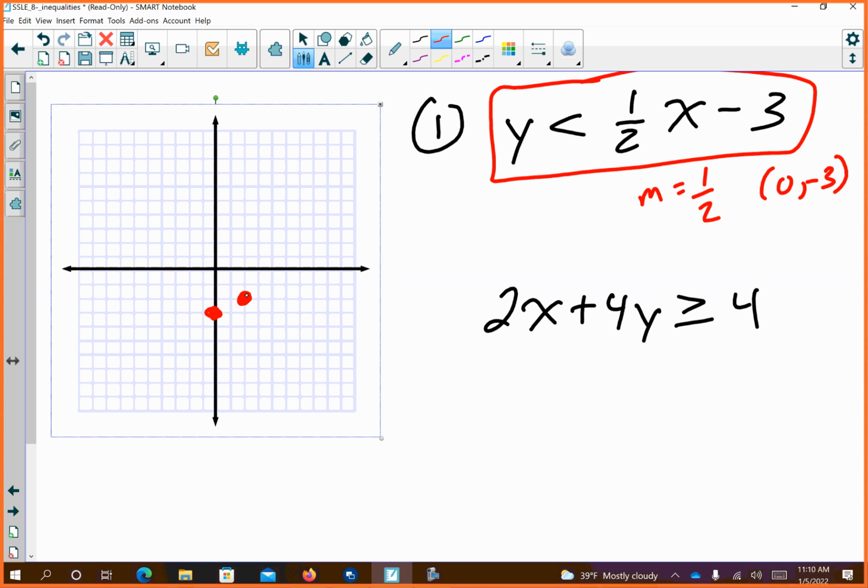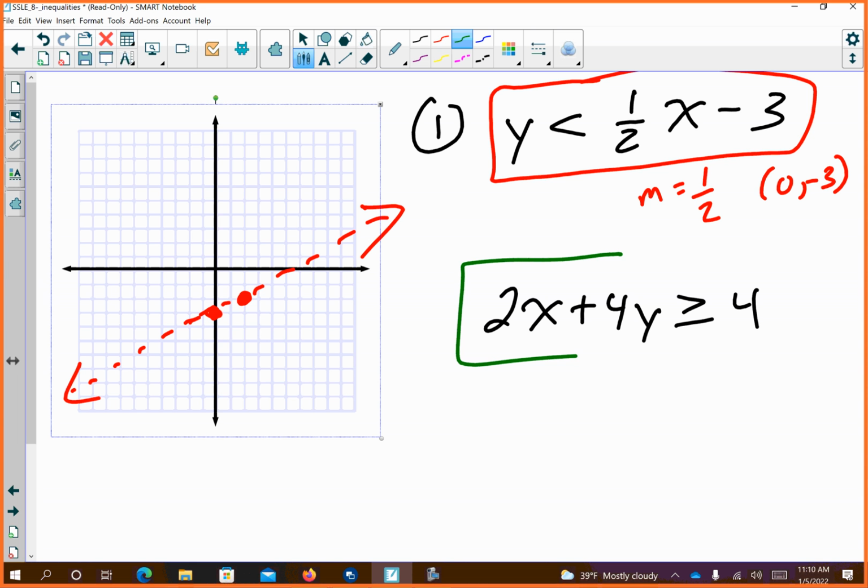Is it solid or dotted? Dotted. Why is it dotted? You're absolutely right. There's not an equal sign at the bottom. And because we're graphing inequalities, we're not real concerned on exactly where they cross each other. We just need to figure out where we need to shade. Agree?